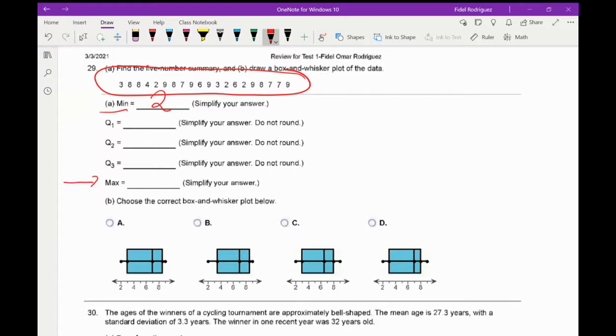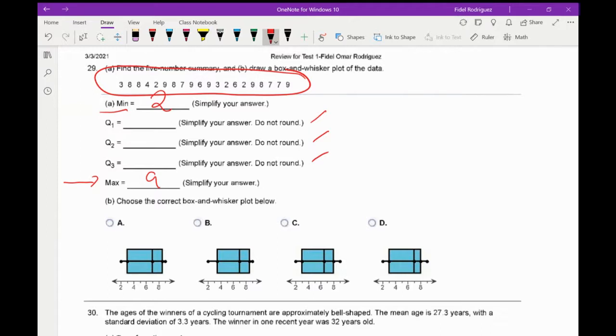And then I'm going to look at this last part here, the maximum. What is the biggest number that we have in our set? So if I look here, the biggest number appears to be 9, right?